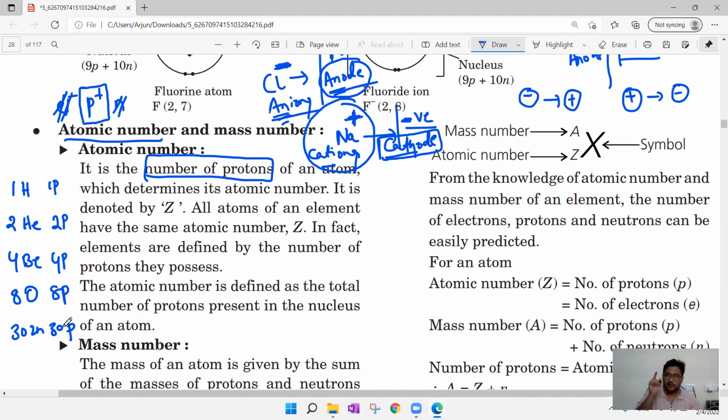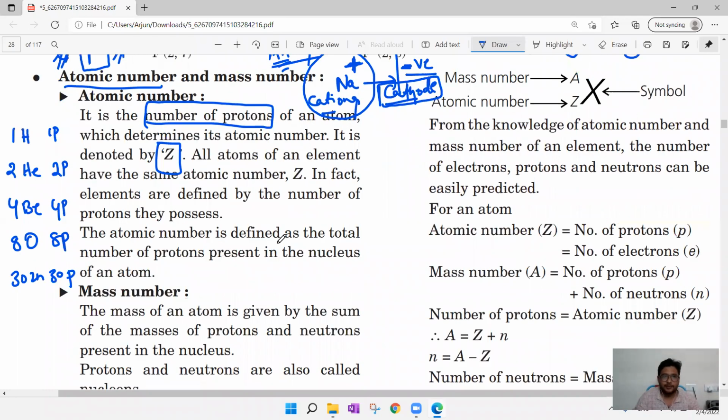Atomic number is nothing but proton count, and that atomic number is represented with capital Z. So there is nothing more to learn than this. Atomic number means number of protons. That is the thing you have to write, and it is represented with Z.